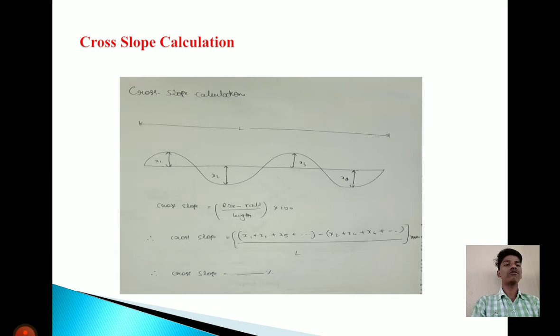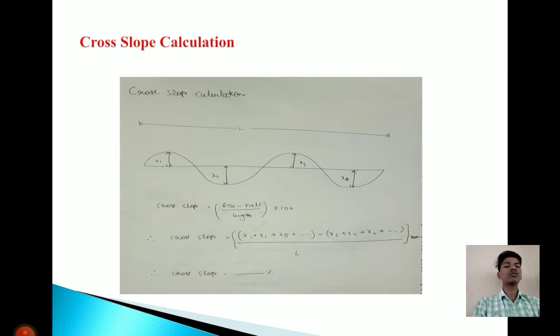The cross slope formula is the summation of all rises minus the summation of all falls, divided by the length, into 100. Rises are x1, x3, x5, x7 and so on. Falls are x2, x4, x6, x8 and so on. Divided by the total length of the road into 100, we get the cross slope.